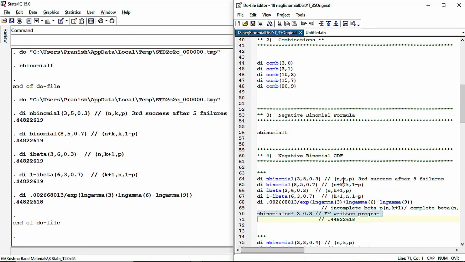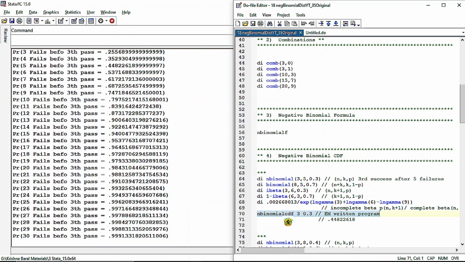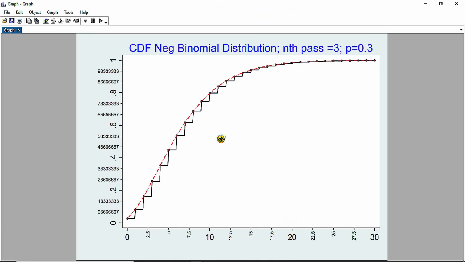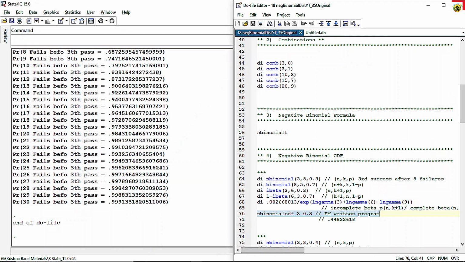Now let us see it with the help of a graph. nbinomialCDF is a user-written program that we have written, and we will explain it. The probability that we get over here is nearly 45%. Let us see it. So the probability of the third success after 5 failures, given that the probability of success is 30%, is equal to this value, which is nearly 45%.